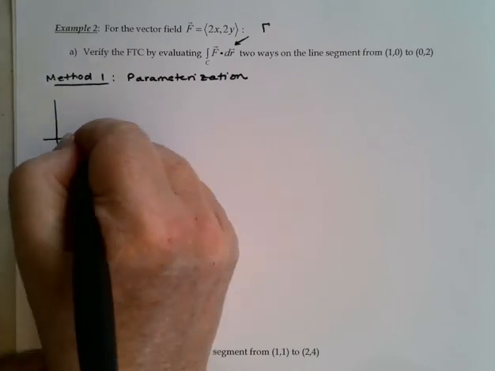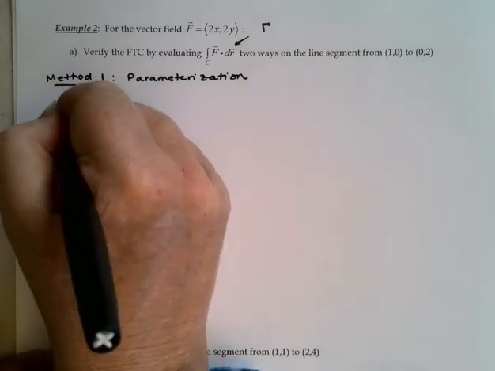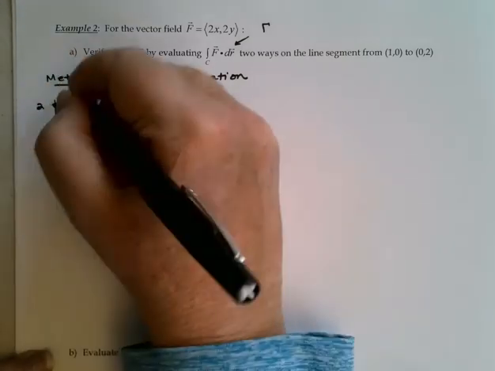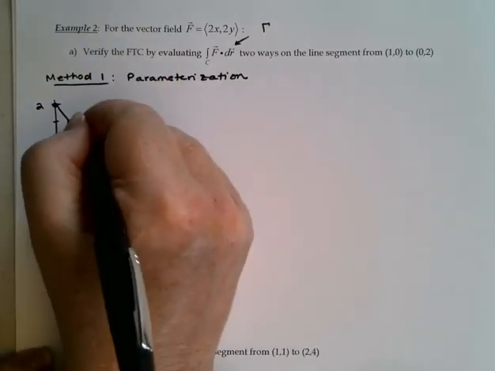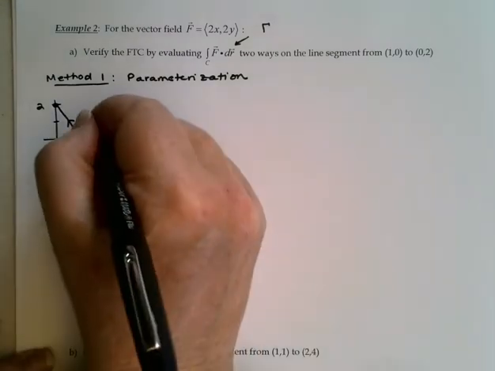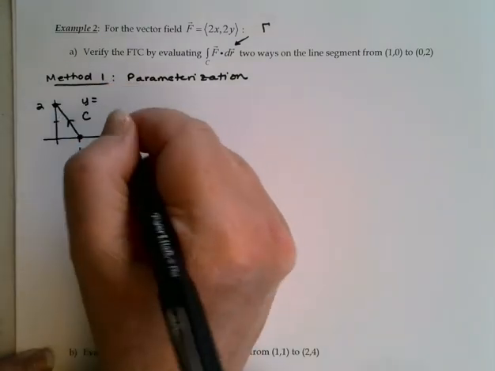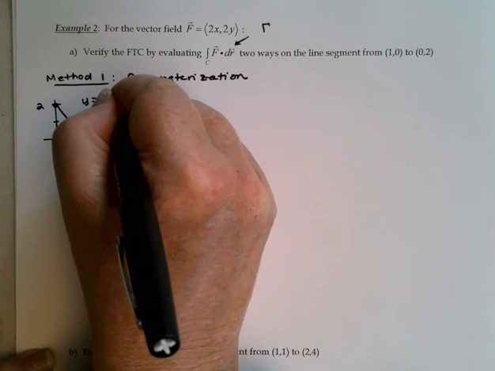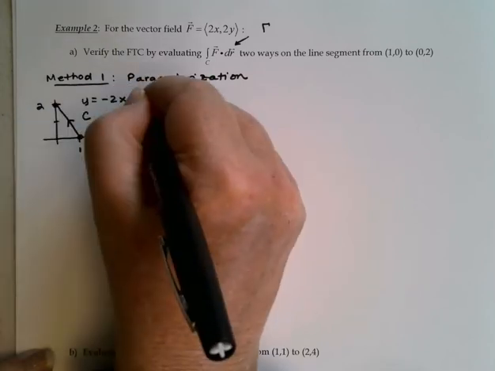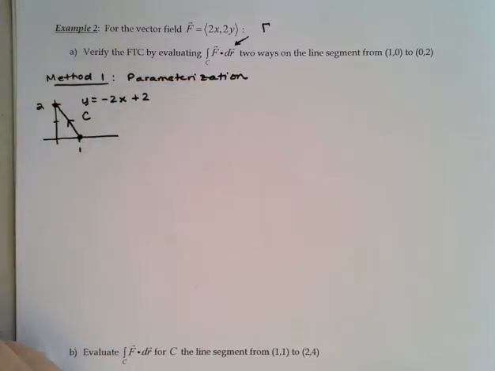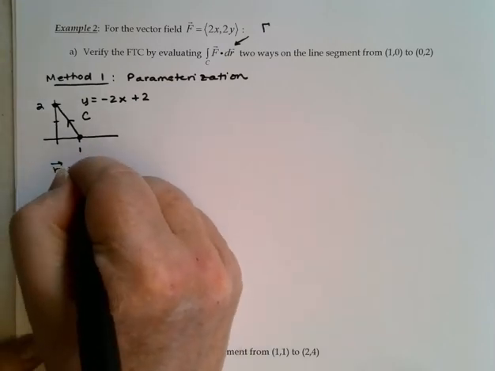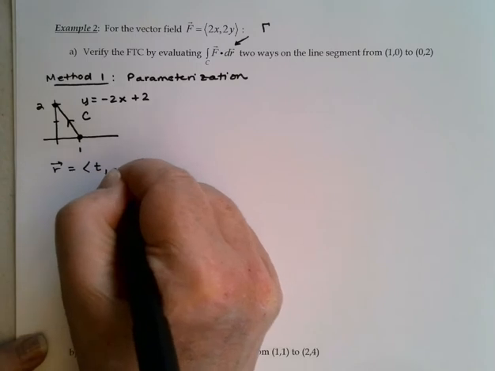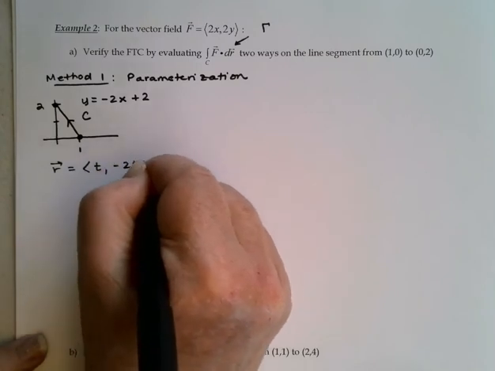We are on the line from (1, 0) to (0, 2). So there's our path C. And the equation of that line, let's see, we have a slope of -2 and a y-intercept of 2. So if I want to parameterize that, I could let x be t, and y would be -2t plus 2.